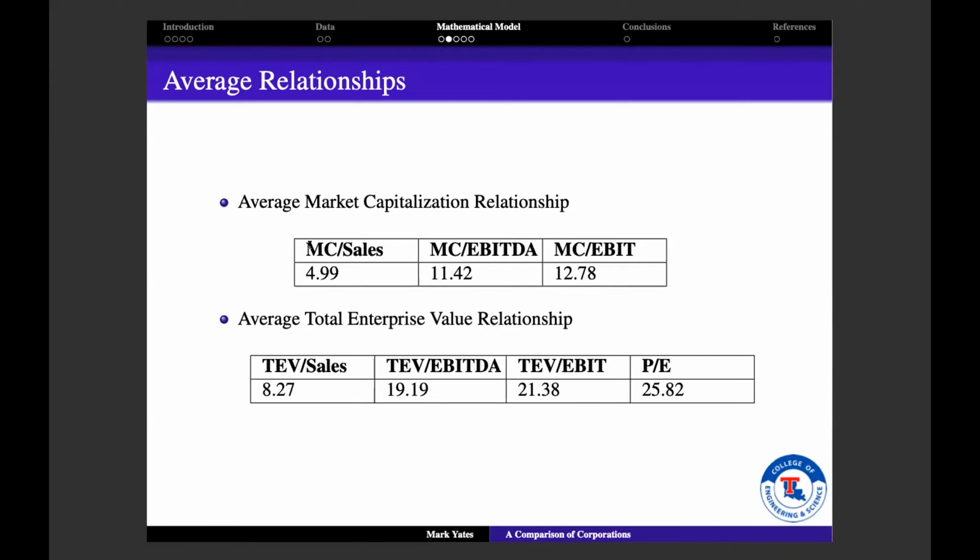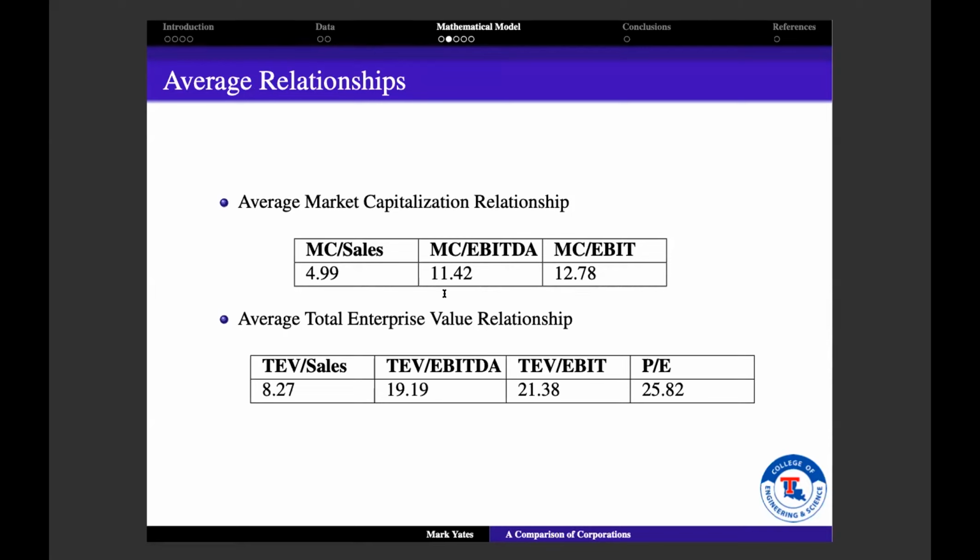I'm just going to use this first one. This is the relationship between market capitalization and sales. I could manipulate this and say that market capitalization on average is 4.99 times larger than the sales. Same thing goes for the EBITDA and the EBIT relative to the market cap. And look down here at your total enterprise value relationship. It's no different. These are their relationships and their ratios. We're going to use this to predict the metrics for Chick-fil-A.